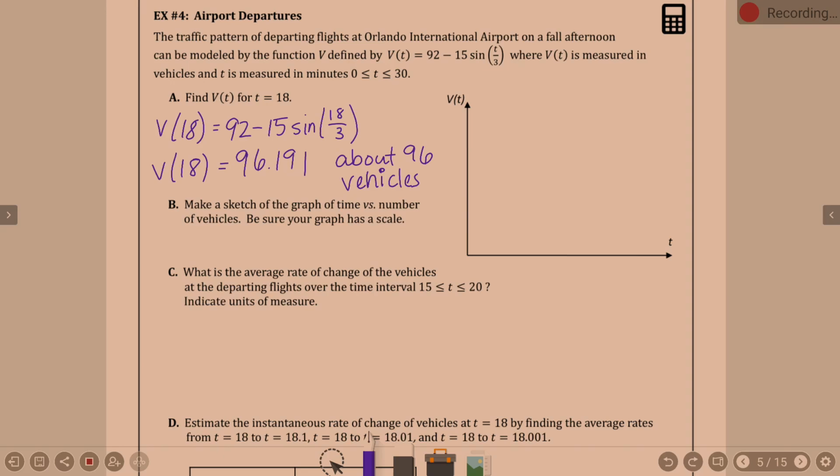Okay. B, make a sketch of the graph of time versus number of vehicles. Be sure your graph has a scale. Okay. This is not something I recommend graphing by hand. So we're going to graph it on the calculator. I personally have a lovely blank screen. Do you guys have a lovely blank screen?